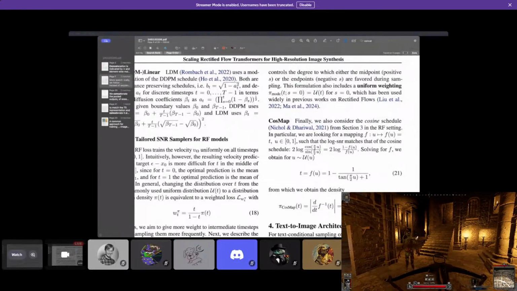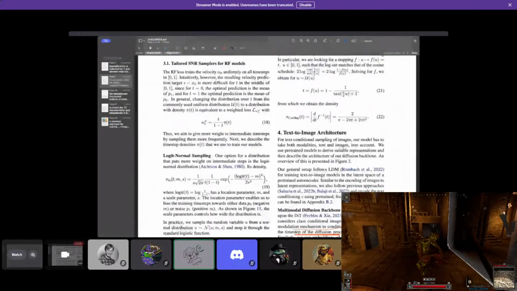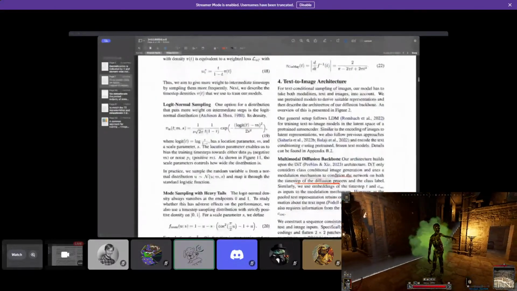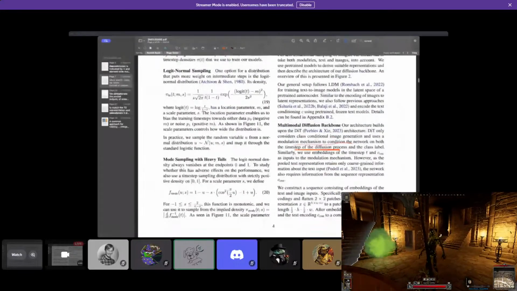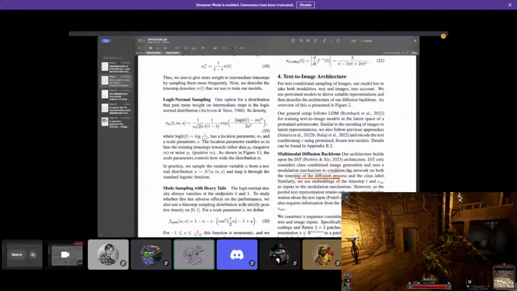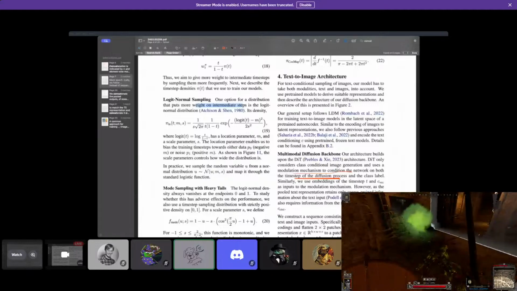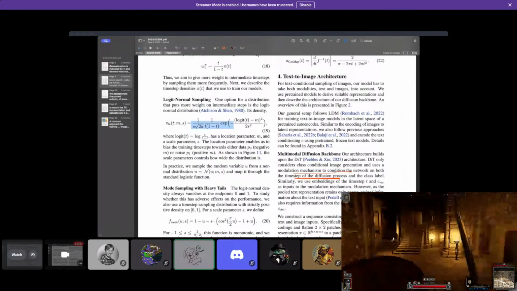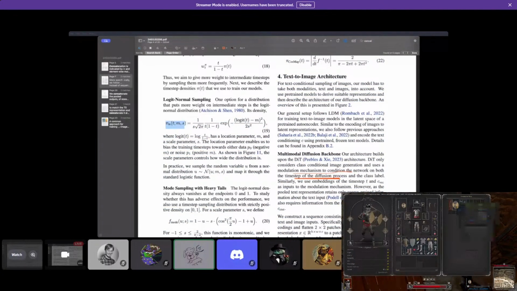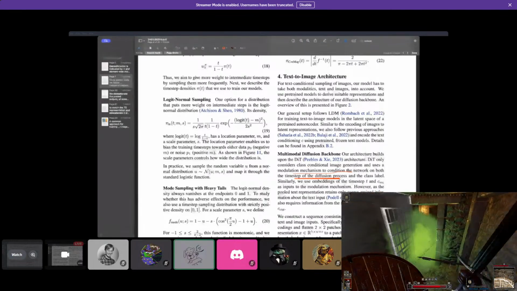But what I take from this is they try different stuff, and all of this stuff has some heuristic reasoning of why it could be good. For example, log normal. One option for a distribution that puts more weight on intermediate steps is the log normal distribution. Okay, so if you take this distribution, you will in fact put a weighting function, and that just means the loss is higher for samples that come from those steps.